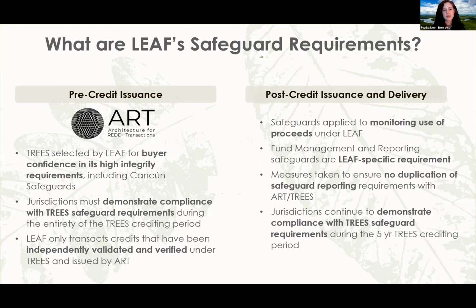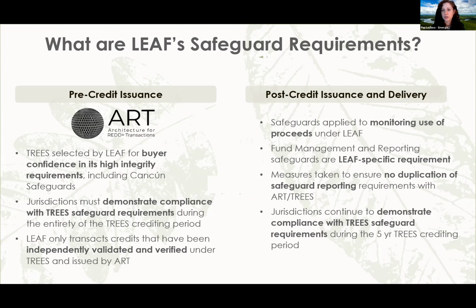So pre-credit issuance, the simplest way to say this is that we ultimately require that any jurisdiction that participates in a LEAF transaction meets the requirements of the ART program, the TREES standard. TREES was selected by LEAF because of the buyer's confidence in its high integrity requirements, and in particular because of the really robust safeguard requirements that exist within the standard. So like I said, any jurisdictions that transact credits through Emergent and LEAF have to have those credits independently validated and verified under TREES and issued by ART.